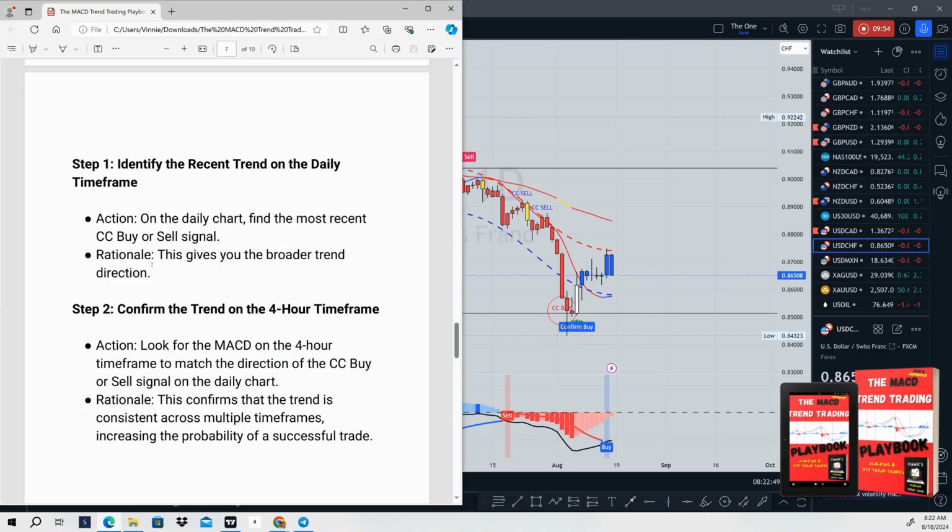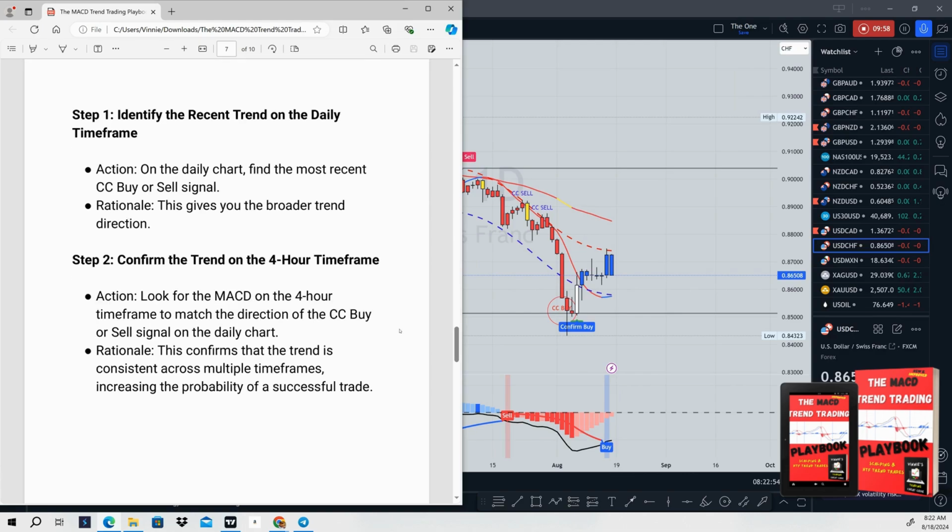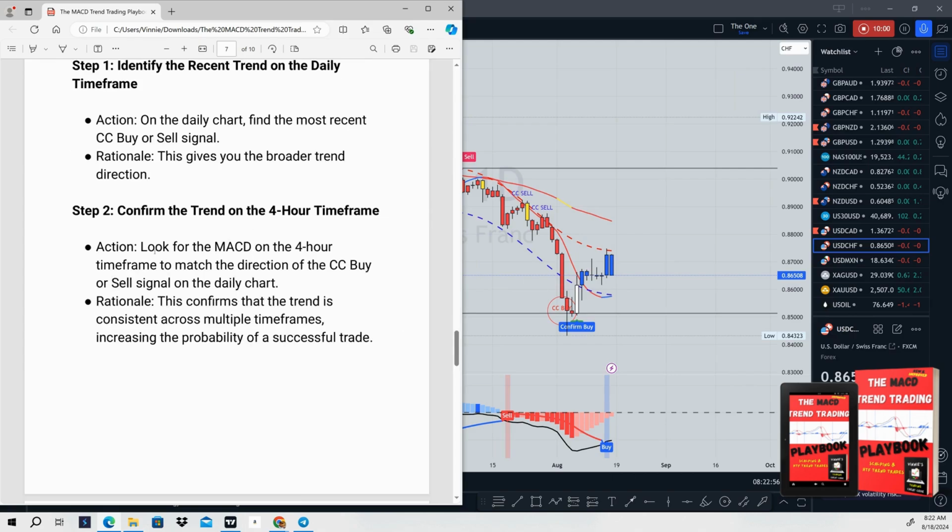All right, step 2, confirm the trend on the 4-hour time frame. So in order to do this, we need to look for the MACD on the 4-hour time frame to match the direction of the CC buy or sell signal on the daily time frame. Rationale: this confirms that the trend is consistent across multiple time frames, increasing the probability of a successful trade.